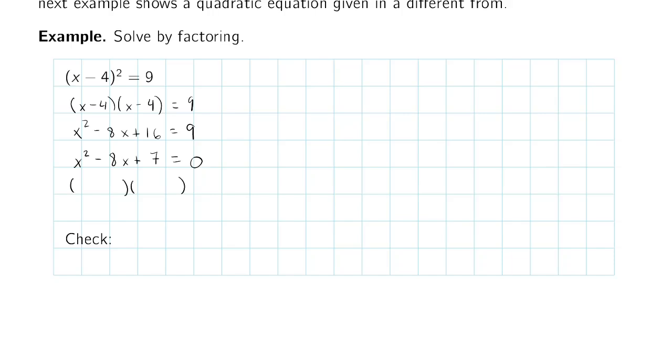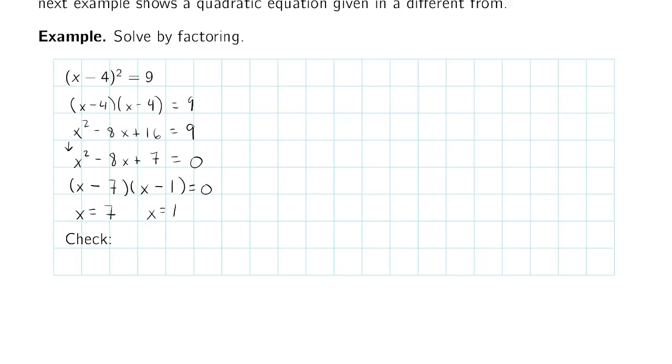We want to use the shortcut because the leading coefficient is 1. We want two numbers that multiply to positive 7 and add up to negative 8. So they'll both be negative. I think the only way to do that is negative 7 times negative 1. And that actually works. And now we're saying this product is 0. So one of the factors must be 0. If x minus 7 is 0, that happens when x is 7. X minus 1 is 0. That happens when x is 1.